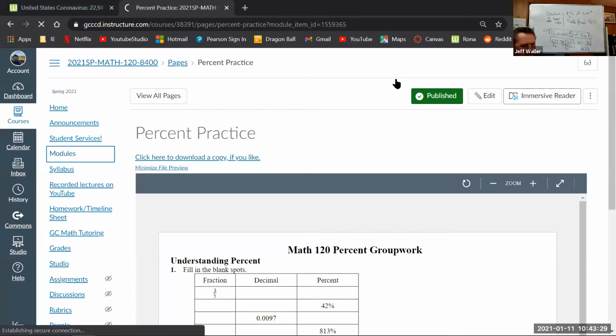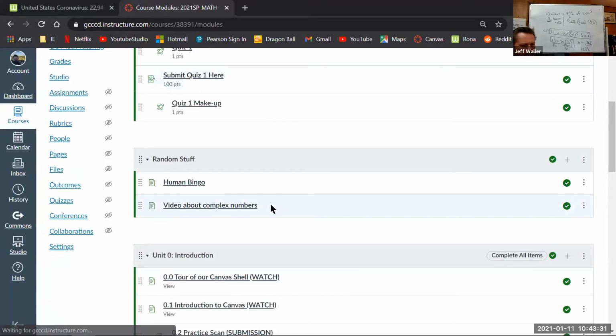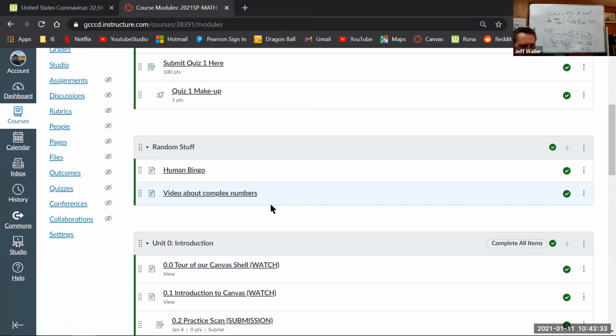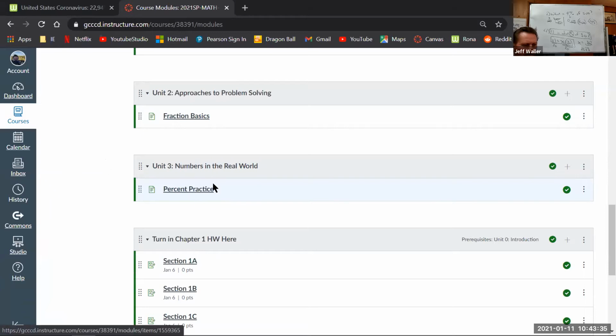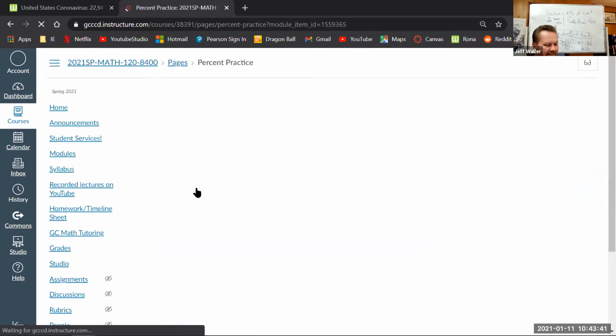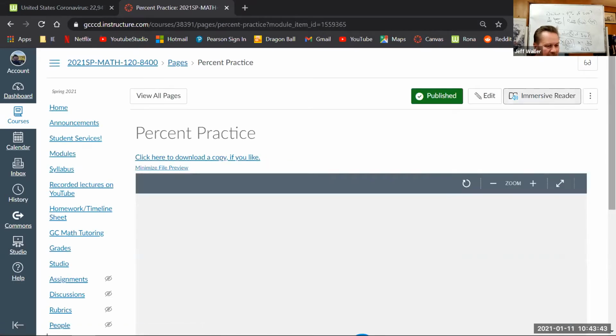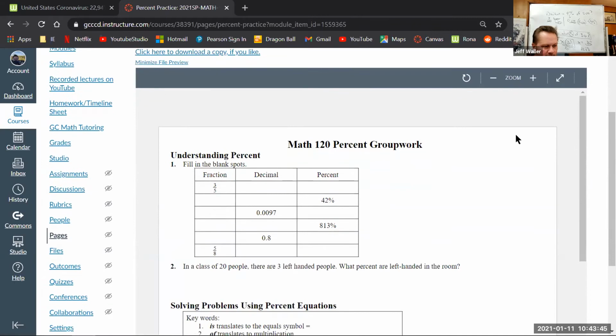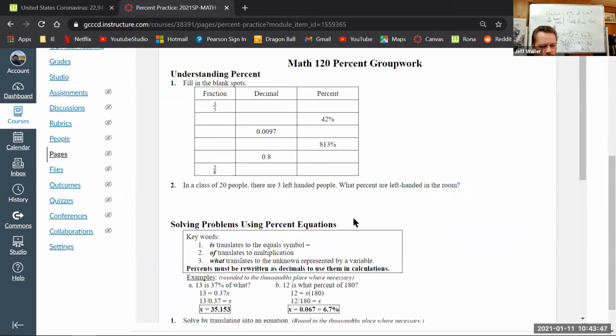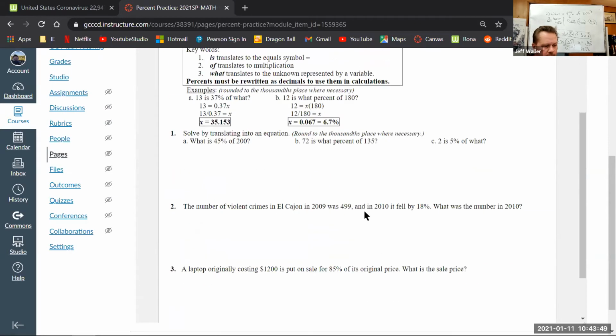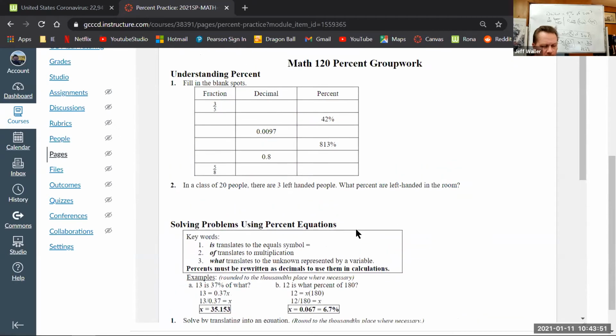Go to modules. These really help a lot. Go to percent practice, and then go ahead and work on this. You don't have to print it out if you don't want to. I'm going to let you work on this alone for a little bit. Then I'm going to put you into groups and we'll do it together. And then whatever time we have left, we'll get a little further into chapter 3.